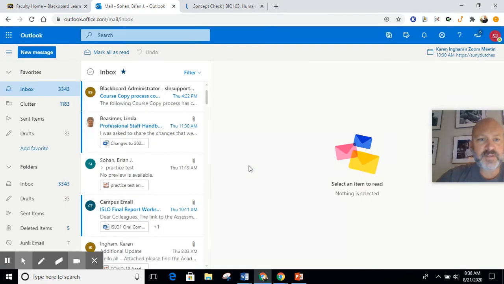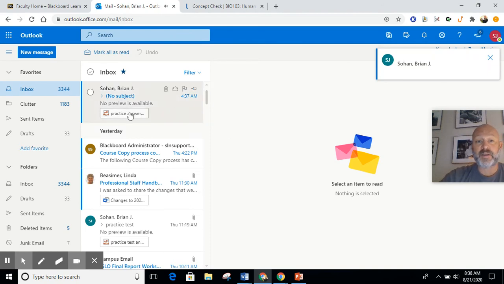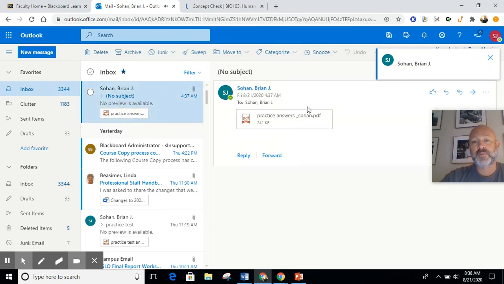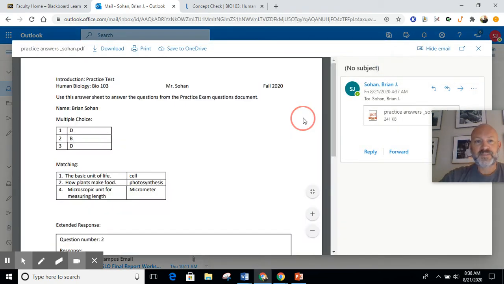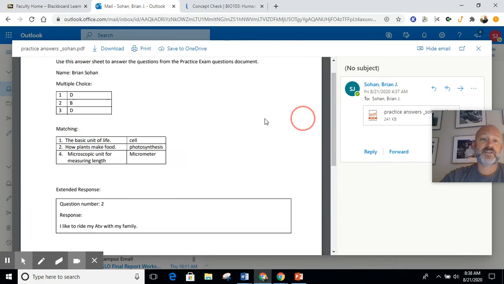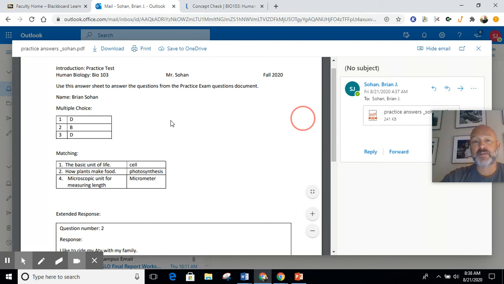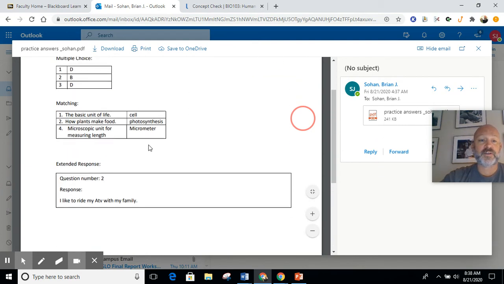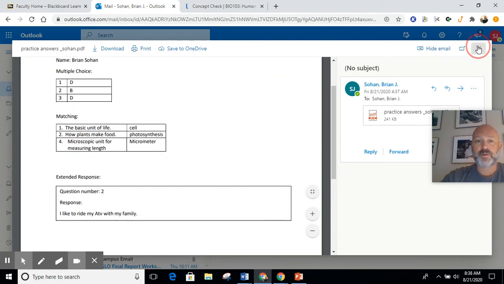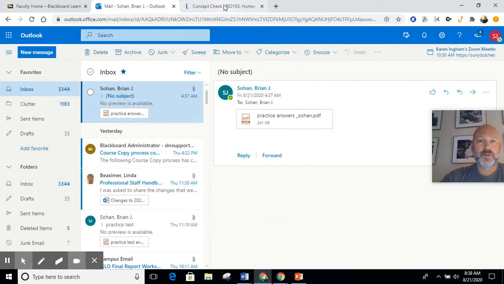And it should be sent to me. There it is. And when I open it up, it's going to be without the questions. It's just going to be the answer sheet. And it's not going to be a Word document. It's going to be a nice PDF, so it's going to look nice and clean, which is pretty cool. All right.